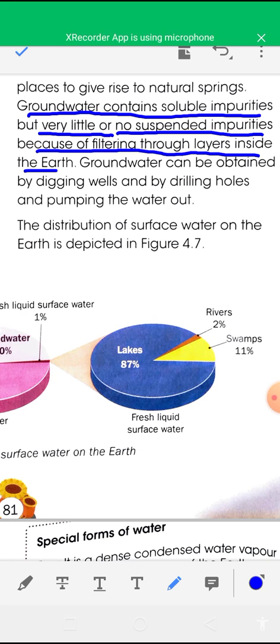Groundwater can be obtained by digging wells and by drilling holes and pumping the water out.